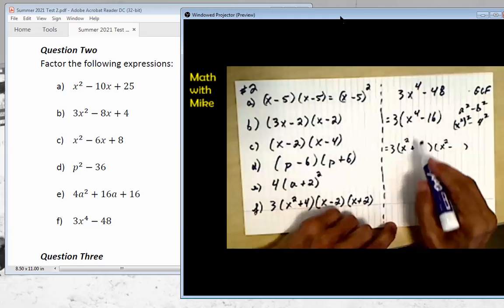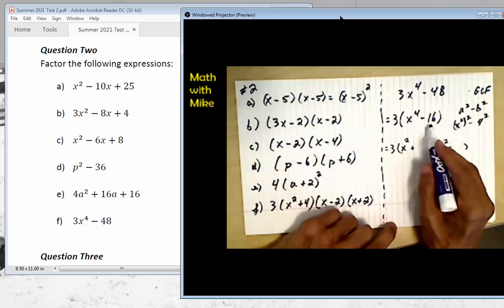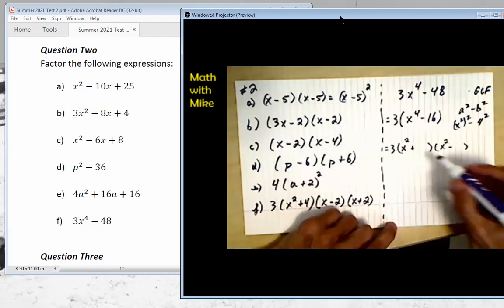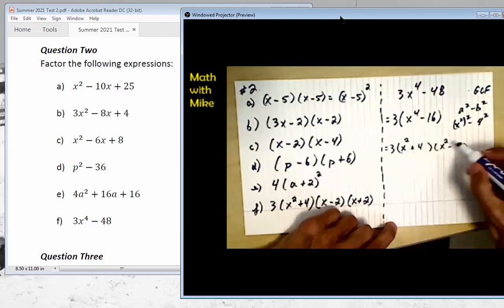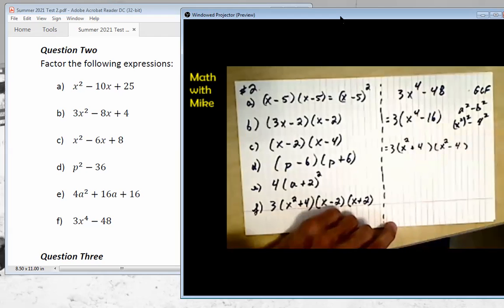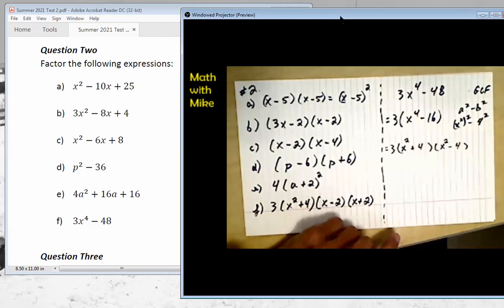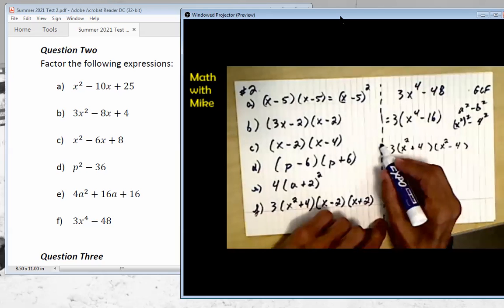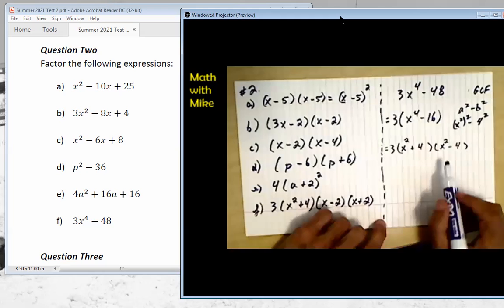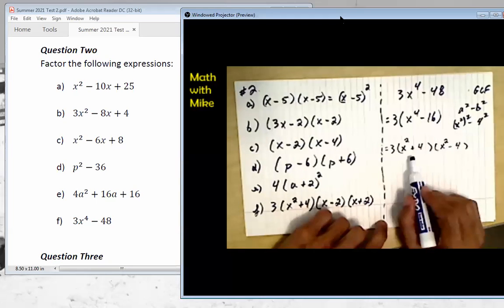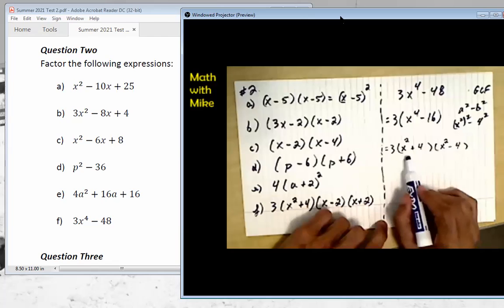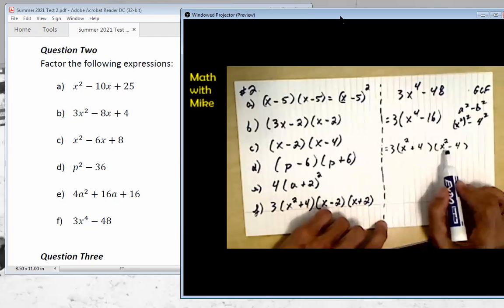Okay, and then the square root of 16 is 4. So that goes there and that goes there. Okay, so normally it would be finished. But for this question now, there's more to do because look what we got. 3 is finished. X squared plus 4 is finished. But whenever you have squared things and a minus, you can keep going.